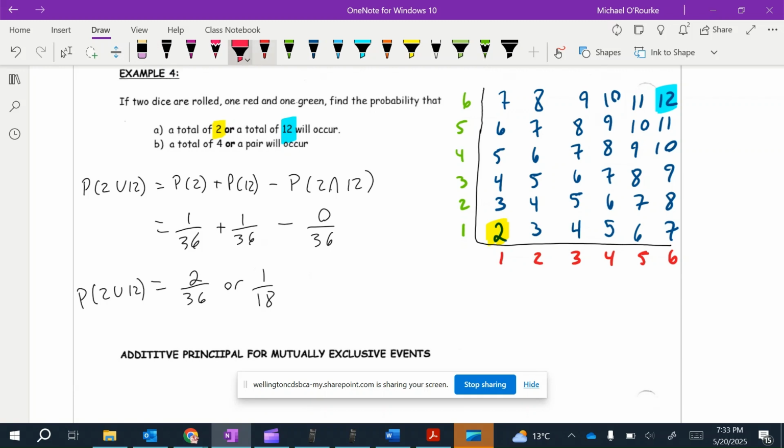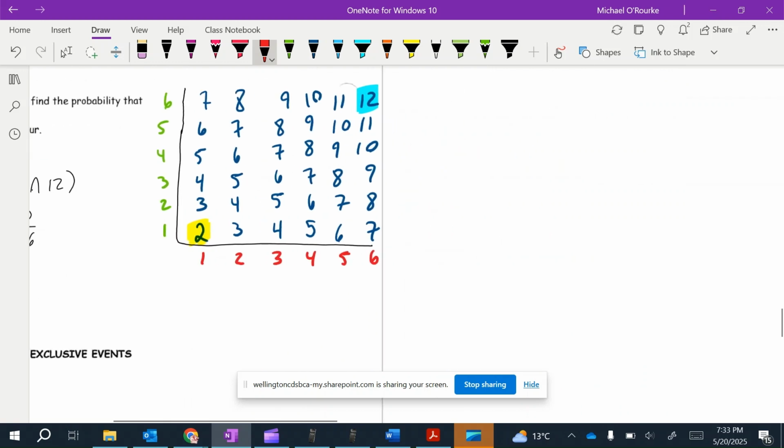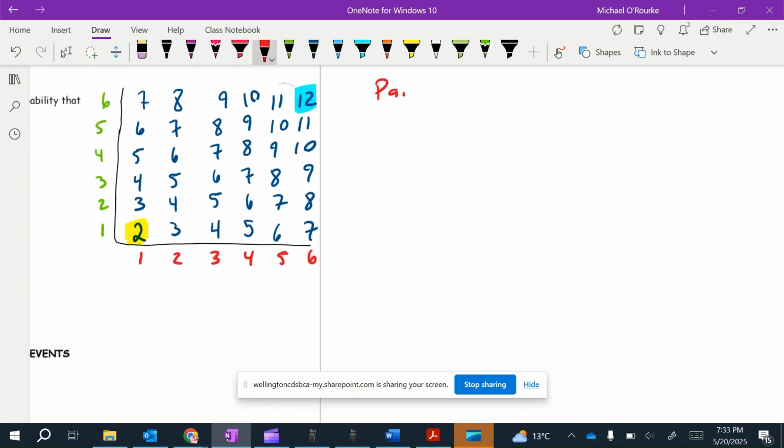All right, so now let's do the next one. A total of 4 or a pair occurs. So a pair and a total of 4. I'm going to try to erase these two. Put that back in. All right, so how many pairs do we have? A 1 and 1 is a pair, a 2 and a 2, a 3 and a 3, a 4 and a 4, 5 and 5, and 6 and 6. So in my probability here, I have 1, 2, 3, 4, 5, 6 pairs.